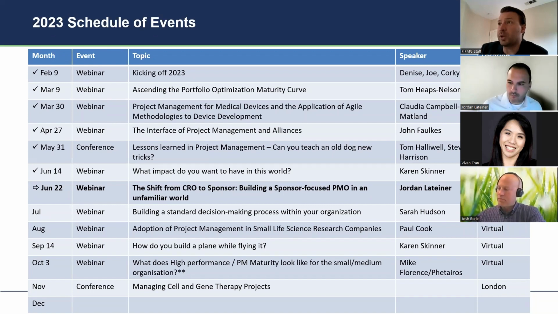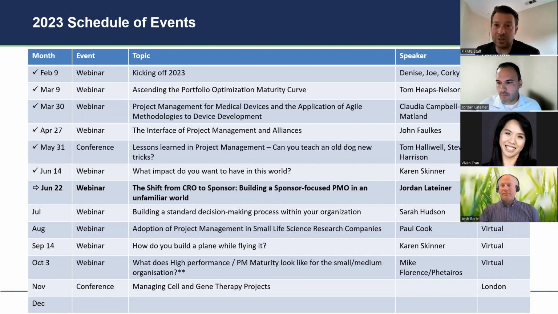Recently, John gave a presentation about the interface between project and alliance management, the sharing of information between the two functions, and the distinction between them. We had some good discussion towards the end on whether companies need separate roles or whether they can be the same person. So check that one out too. The conference that recently completed in the UK will have some outputs coming soon. That was about lessons learned in project management. Can you teach an old dog new tricks?